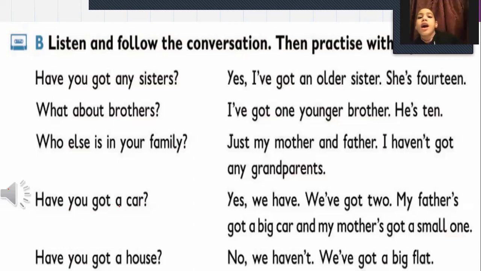Have you got a car? Yes, we have. We've got two. My father's got a big car and my mother's got a small one. Very good. Yes, Taqwa? Have you got a house? No, we haven't. We've got a big flat.